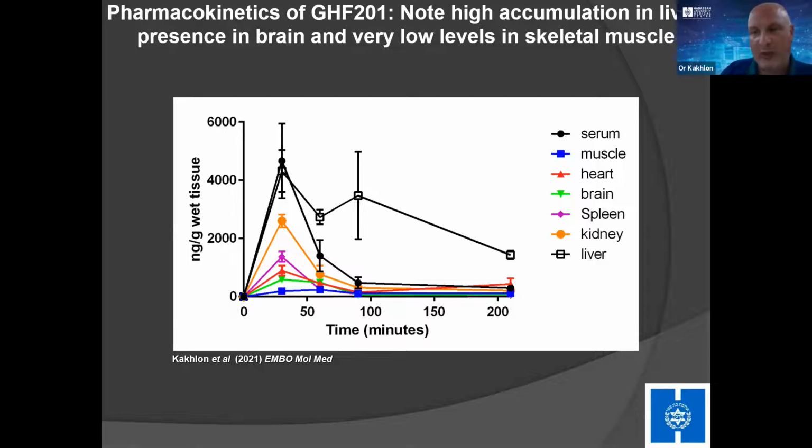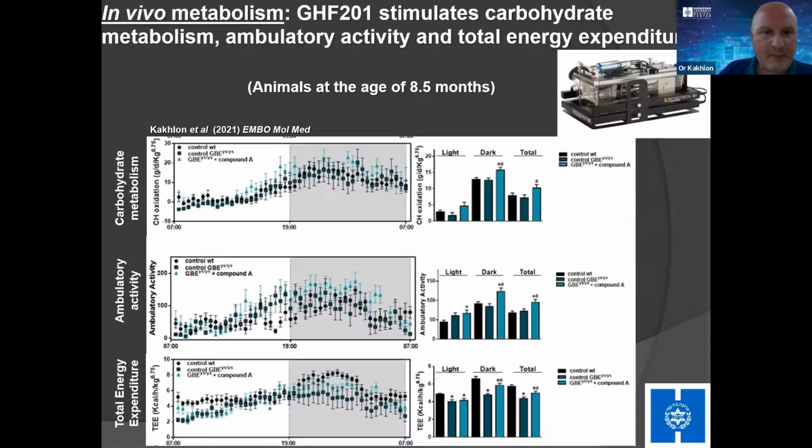So it didn't affect the polyglucosans in the muscle, which can be explained by the fact that the compound simply didn't get to the muscle, which is not surprising because the muscle is a poorly perfused organ.